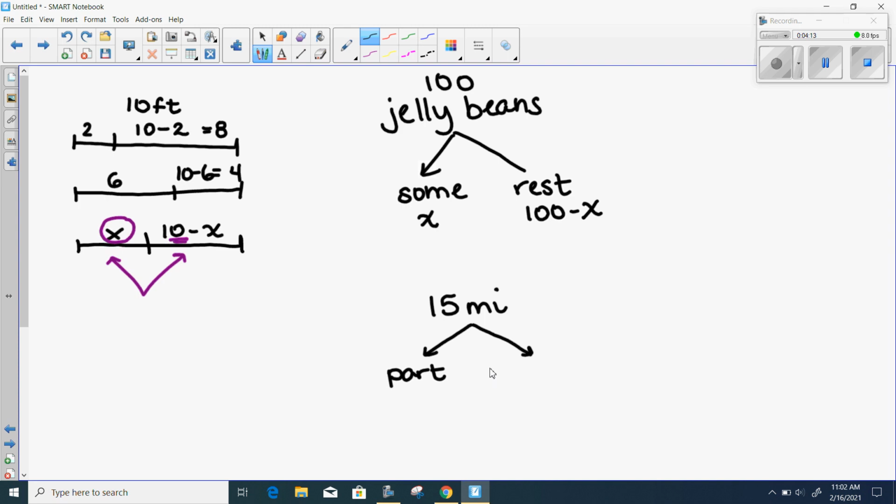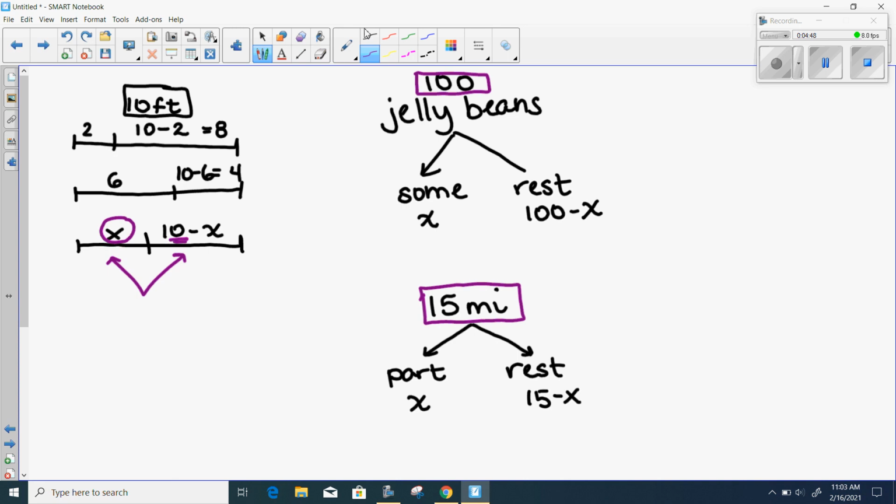Okay. And I have no idea how far I've driven. So I'm part way to town. I say I'm X miles from my house. If I'm X miles from my house, that means I'm 15 minus X miles from the college. If I know the amount that I'm starting with, whether that's 10 feet, or 100 jelly beans, or 15 miles.